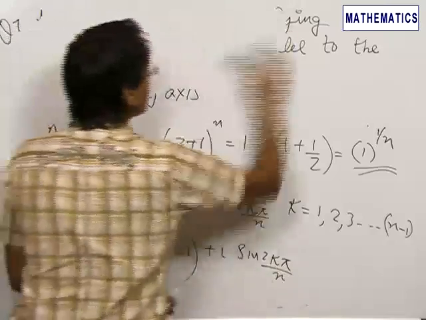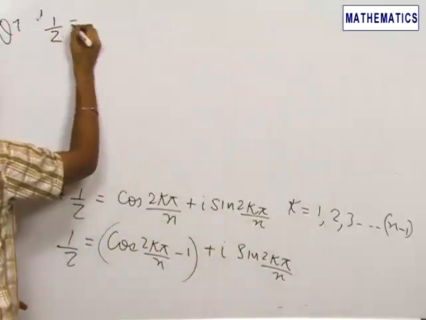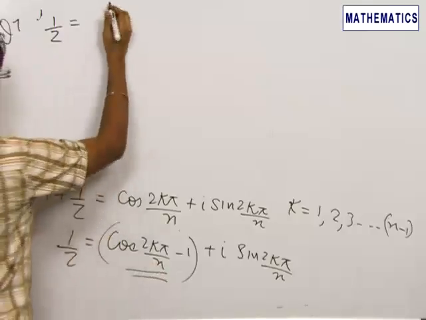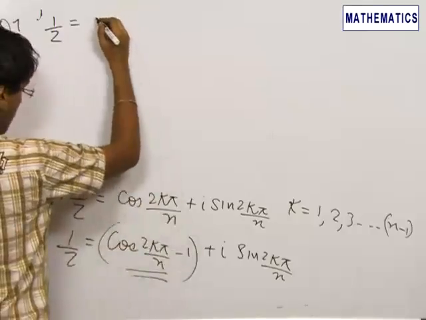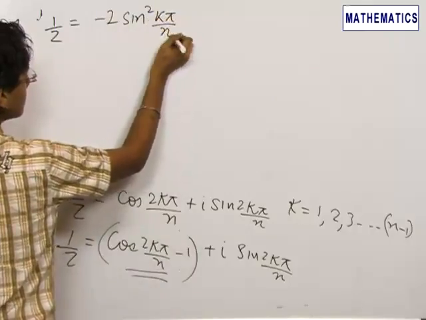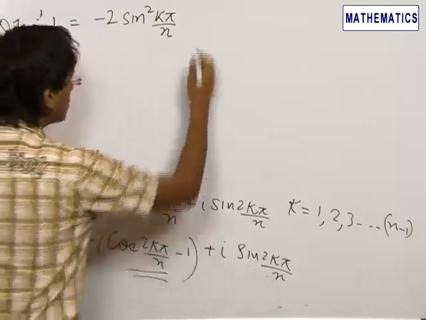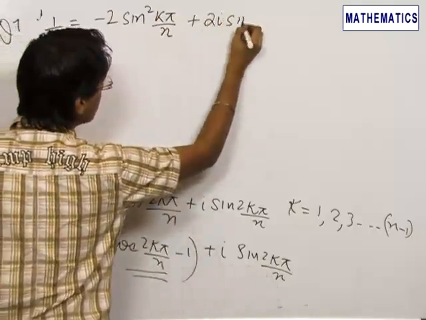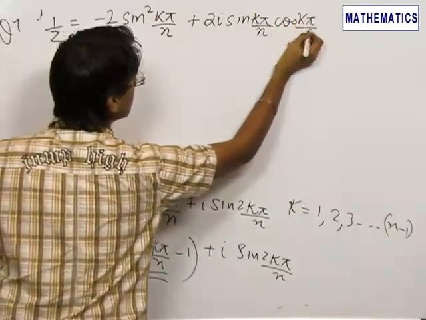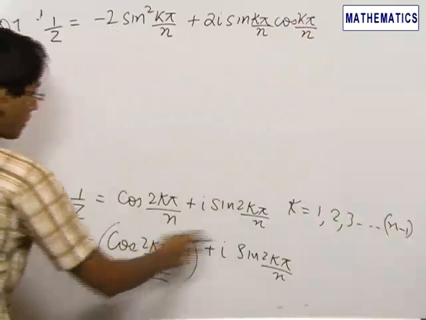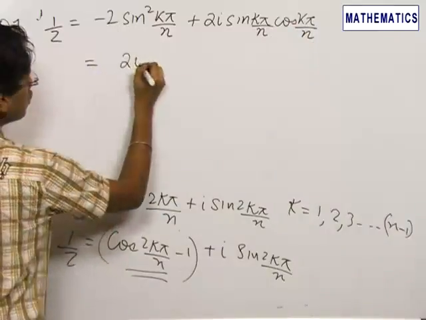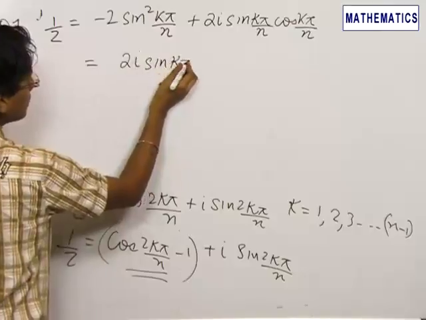This can be further simplified as 1/z equal to 1 minus 2 sin²(kπ/n) minus 1. The 1 and 1 get cancelled out, hence this becomes minus 2 sin²(kπ/n). And similarly it can also be written as 2i sin(kπ/n) cos(kπ/n). We have converted the double angles into single angles.